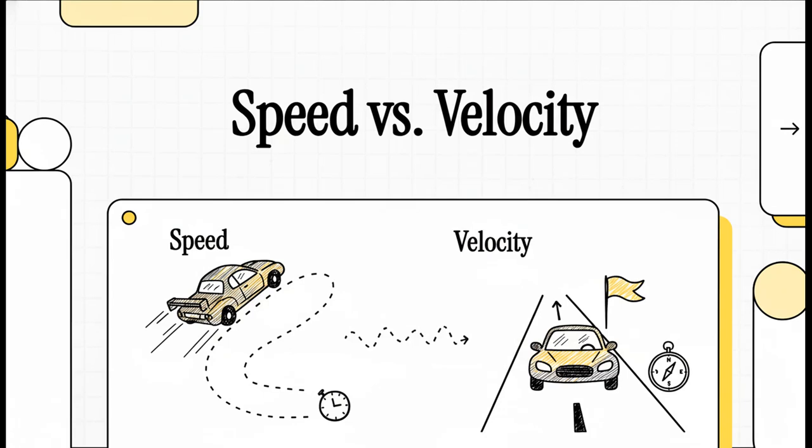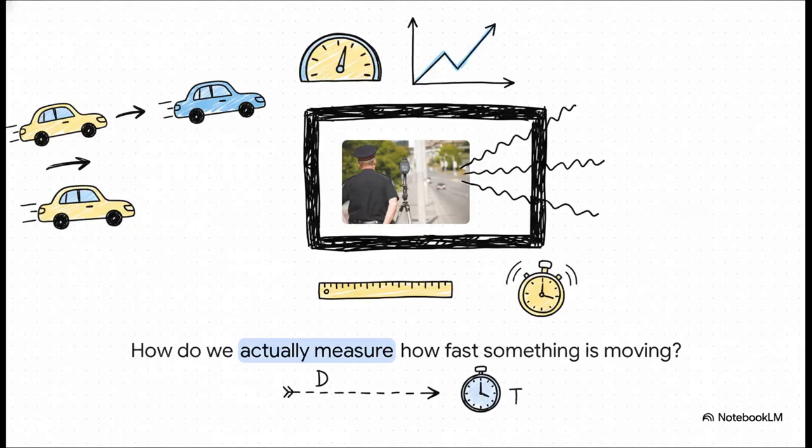Okay, let's talk about two words you probably use all the time: speed and velocity. They might sound like they mean the same thing, but in the world of physics, they're telling two very different stories about how things move. So, let's break down what's really going on. You know that feeling, right? You're driving along, you see a police officer with a speed gun, and your heart skips a beat.